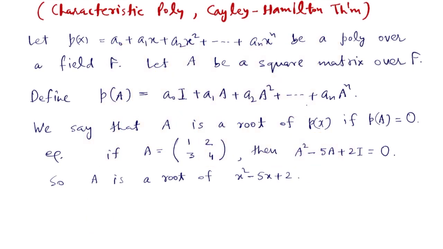In this video, we shall see the concept of characteristic polynomial and prove Cayley-Hamilton theorem. First, we define what is characteristic polynomial. Let P(x) equal to a0 plus a1x plus a2x squared plus so on up to anx^n be a polynomial over a field F. Over a field F means these coefficients a0, a1, a2, an are coming from F.